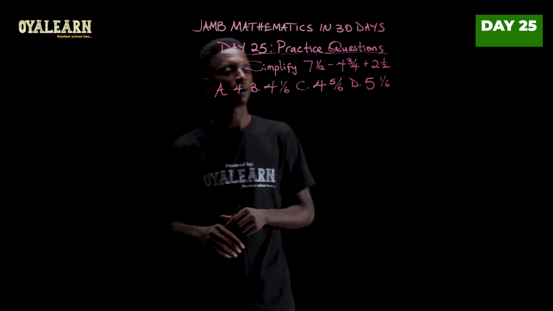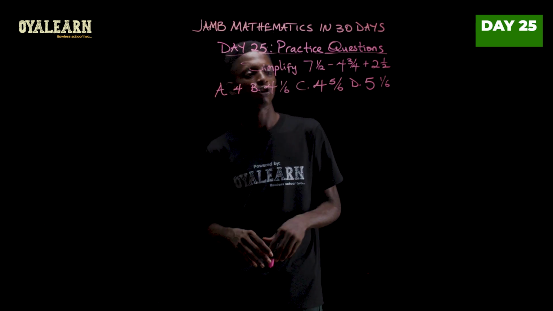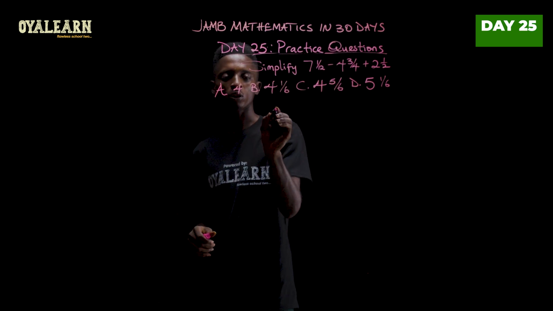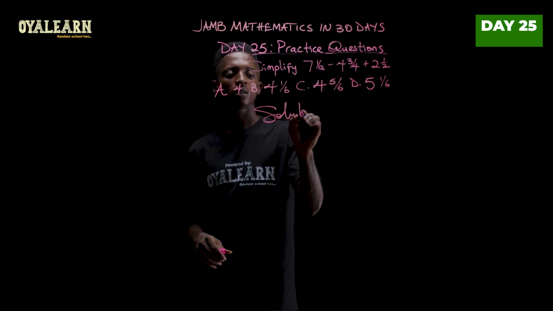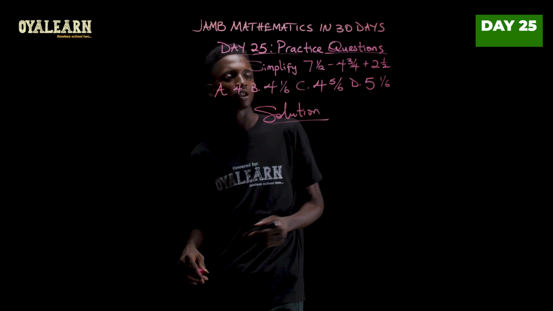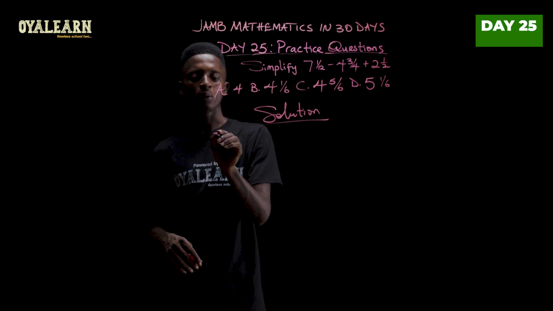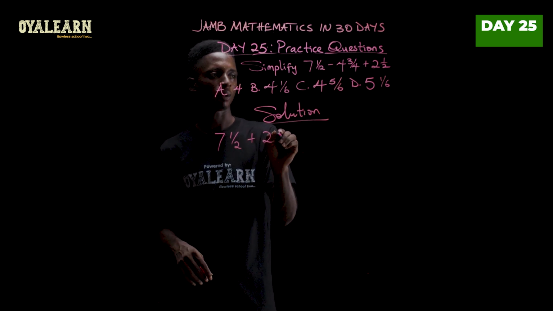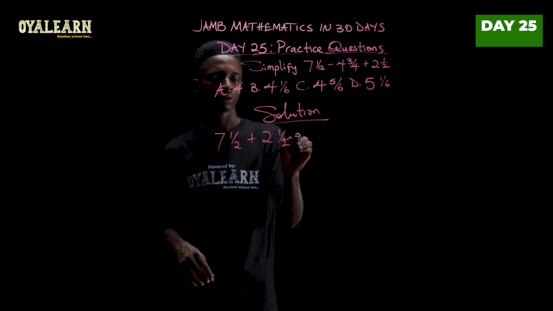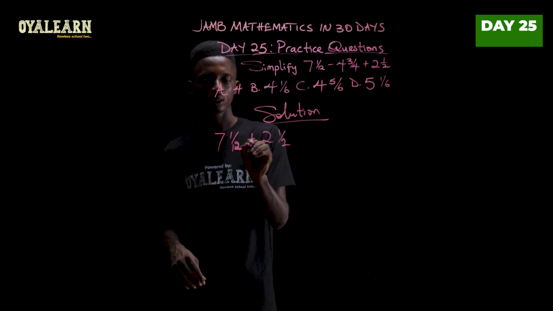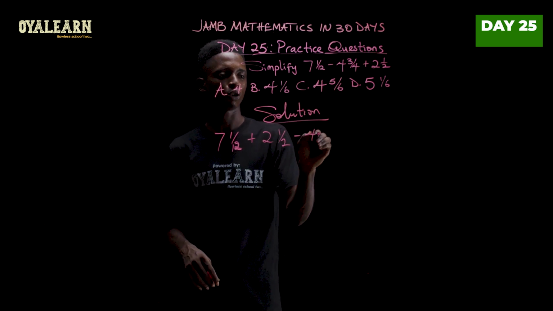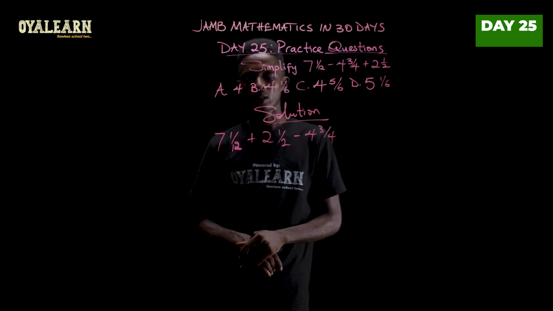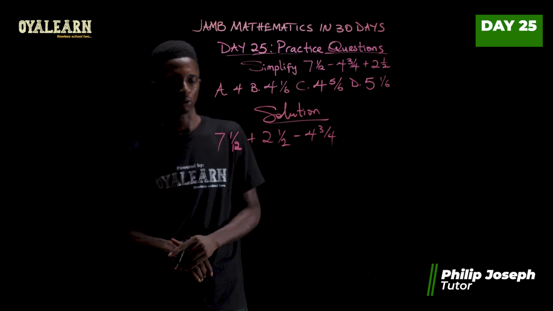Let's simplify this expression. We have 7 whole number 1 over 12 minus 4 whole number 3 over 4 plus 2 whole number 1 over 2. So, solution. First, we can arrange it according to BODMAS. We have 7 whole number 1 over 12 plus 2 whole number 1 over 2, then minus 4 whole number 3 over 4. So now let's convert all of them to improper fractions.